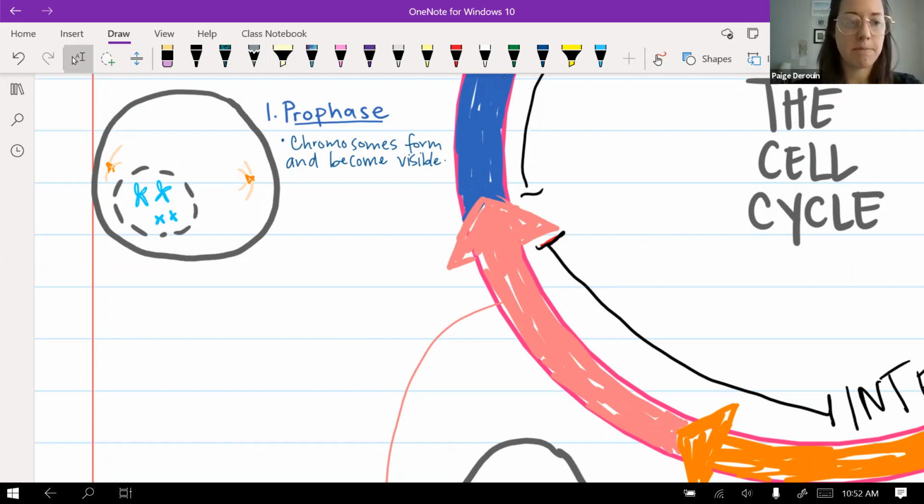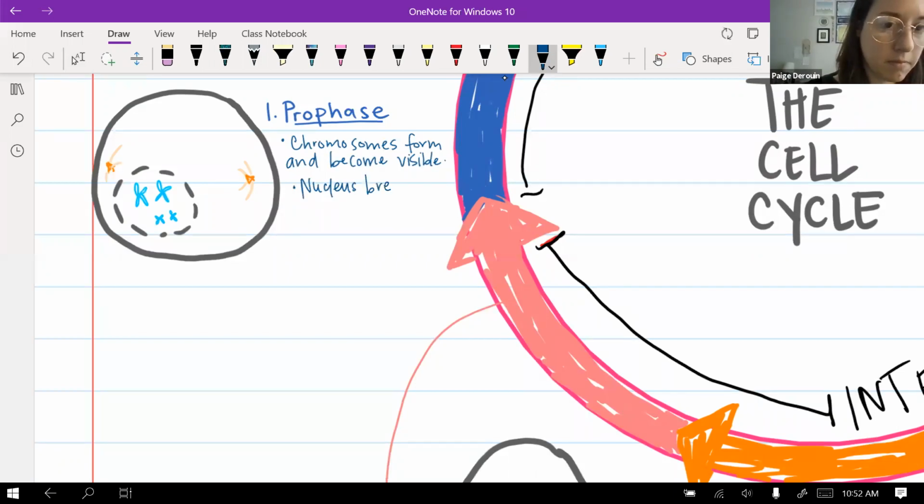The other thing that happens is the nucleus actually breaks down. And this might feel strange to you, but it's really important because eventually we're going to have to get that DNA into 2 cells, which means it has to come out of the nucleus in order to achieve that. So the nucleus breaks itself down.